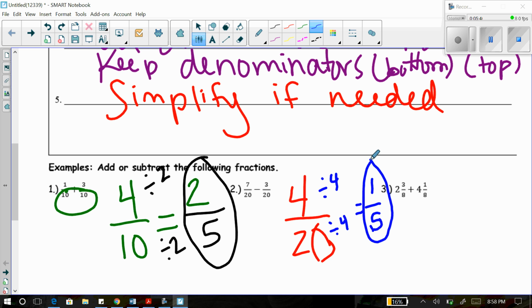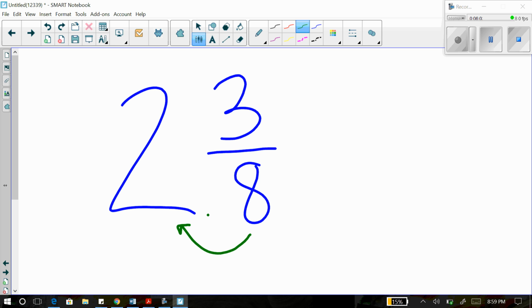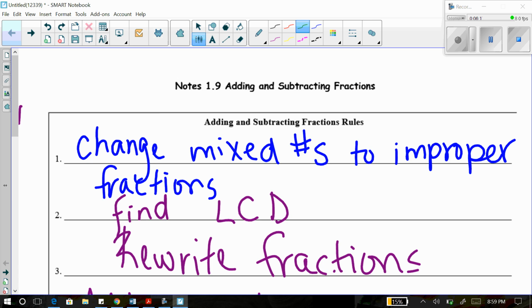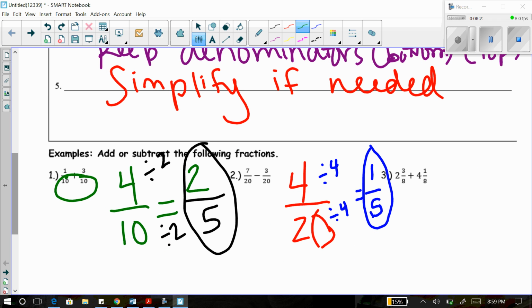All right, number 3, we do have mixed numbers here, so we have to write them as improper fractions. Now let's review how to do that. So 2 3/8. To write this as an improper fraction, if you remember this little trick here, you multiply and then add. So 8 times 2 is 16, plus 3 is 19. And you leave that over the denominator of the fraction, so 19/8. So 2 3/8 will become 19/8.